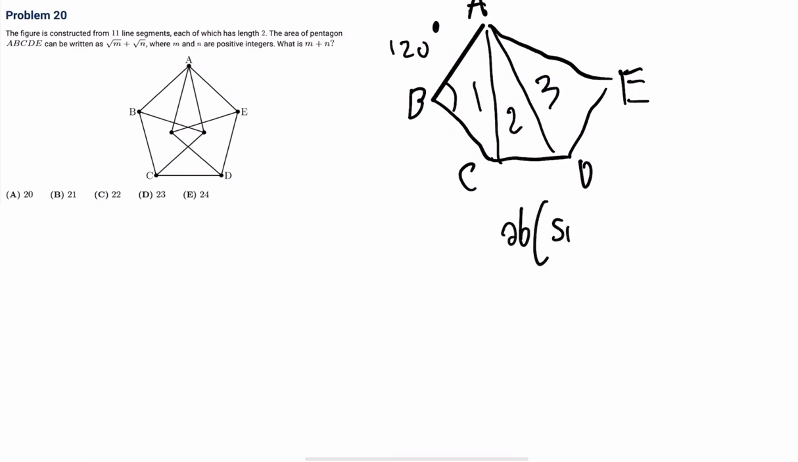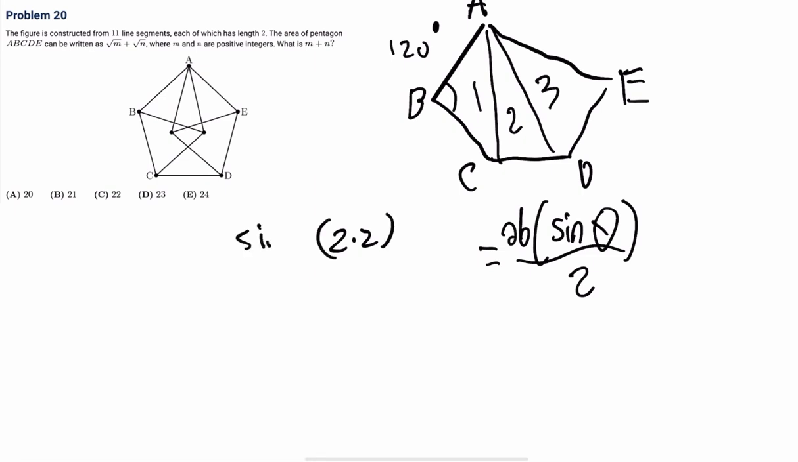Okay, so now we can try to find the area of this. So we know the area for this triangle would be AB times sine of theta over 2. So plugging this in, we get that this is 2 times 2 times sine of 120 over 2. So these two 2's cancel out. And so we're left with 2 times sine of 120.